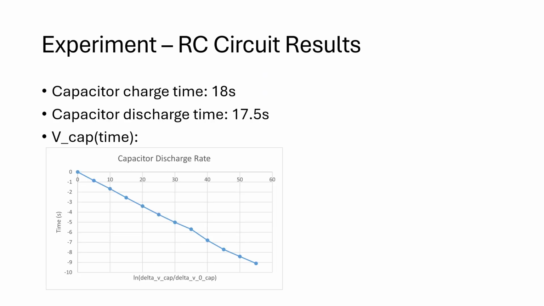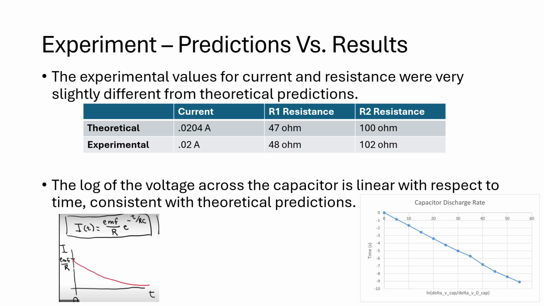So here are the results of the RC circuit experiment. The main thing to note here is that the log of the voltage across the capacitor with respect to time as the capacitor is discharging is linear and is downwardly sloped as predicted. This is a comparison of experimental versus predicted results. In both the DC circuit experiment and the RC circuit experiment, there were very slight deviations, but the results were more or less consistent with what was predicted.